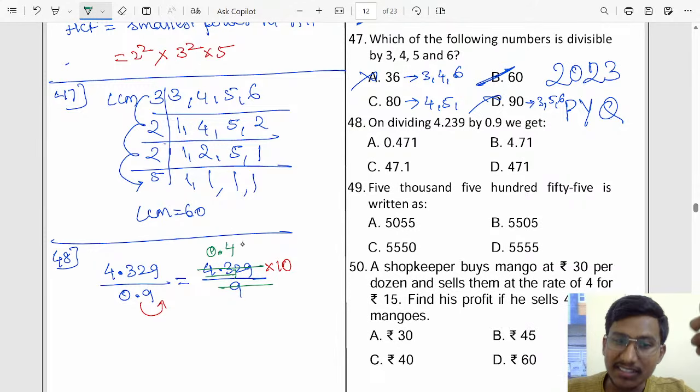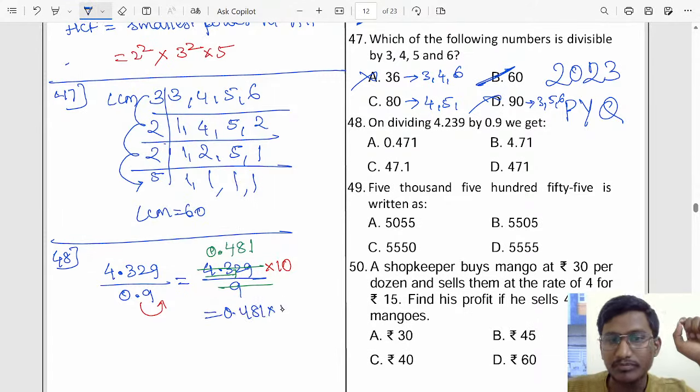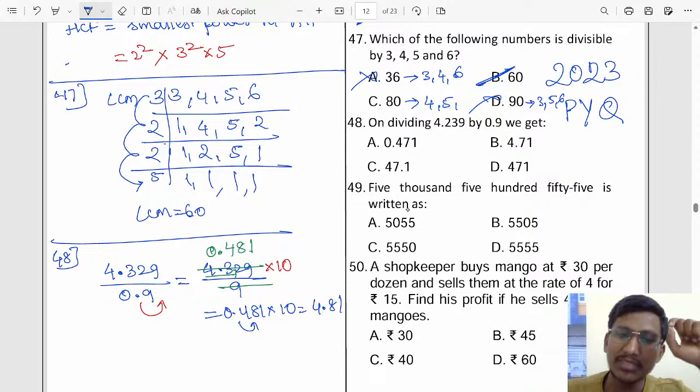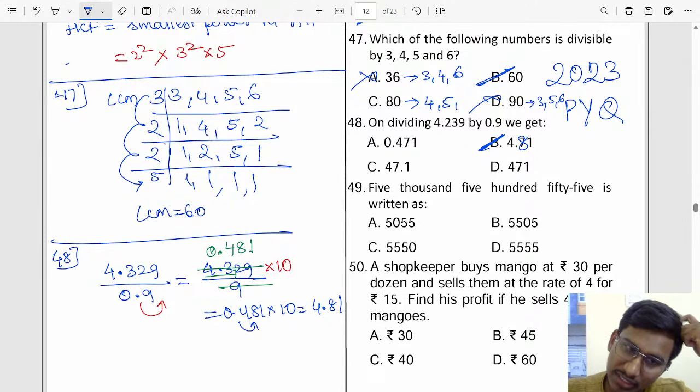So 9 8s are 72, 9 1s are 9. So 0.481 into 10. So 0.481 into 10 will be how much? When multiplying by 10, the decimal will shift to this side, so that is 4.81. The answer will be option. Okay, so 4.81, so you make it 8, so option B will be the answer. Okay, option B will be the answer here.